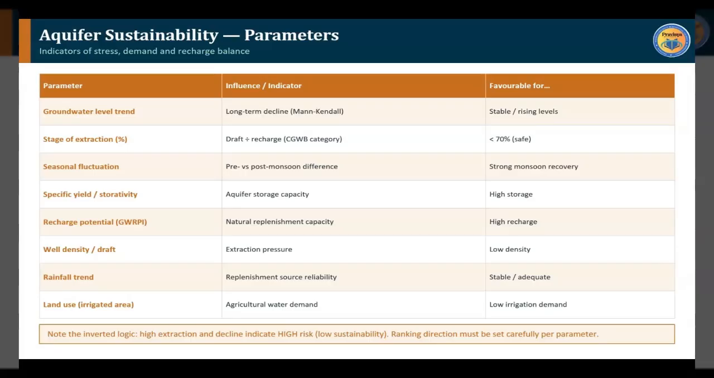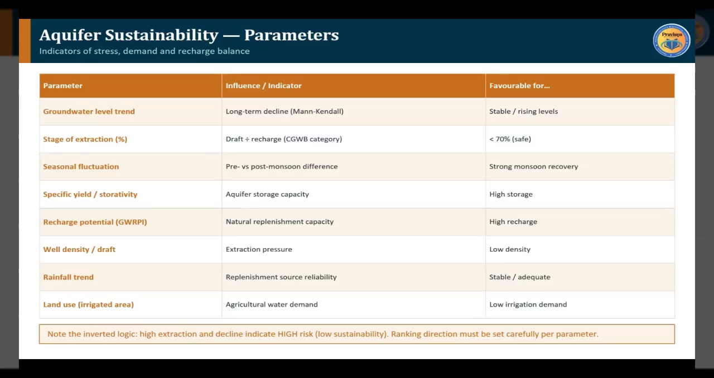Where the rainfall is low or erratic, natural replenishment is unreliable. So we have to identify areas that have more rainfall, and hence groundwater replenishment will be feasible. But if it is poor, then we will give it a higher risk or higher rank.